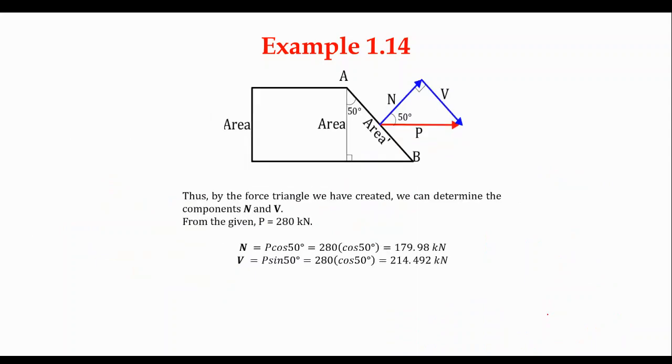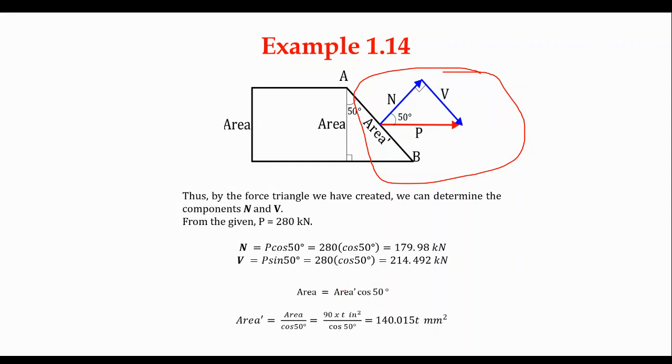Oh, ito yun. So therefore, ang normal force na to, looking at the force triangle, P cosine of 50. 280 cosine of 50 is equal to 179.98 kilonewton. Ang shear naman, P sine 50, that is equal to 280 sine of 50. So that is equal to 214.492 kilonewton.